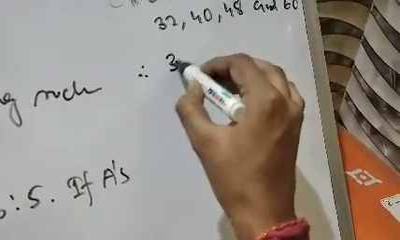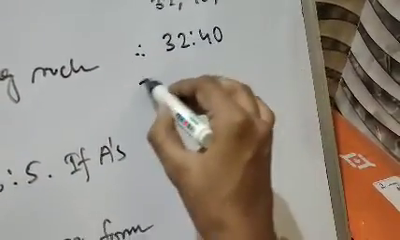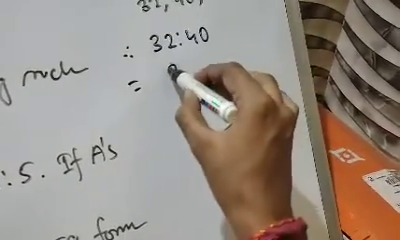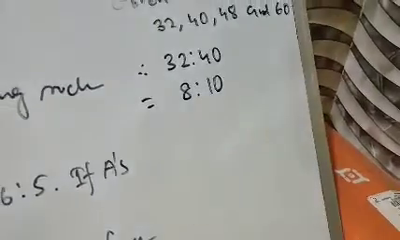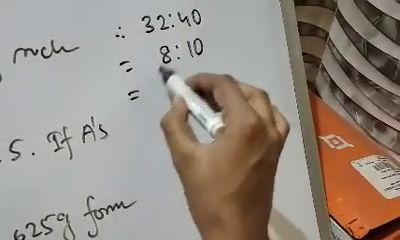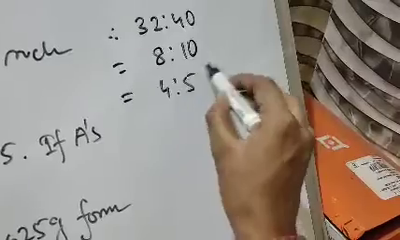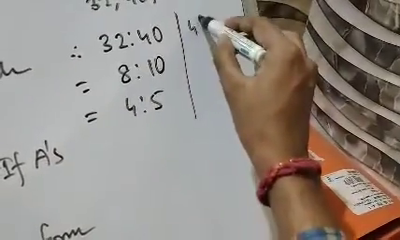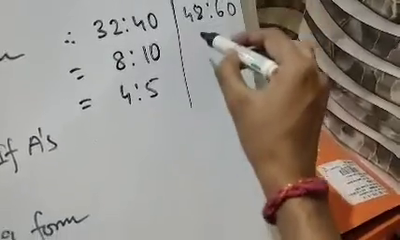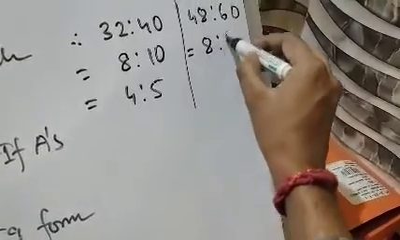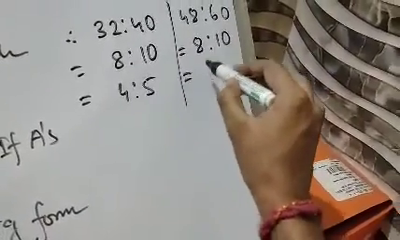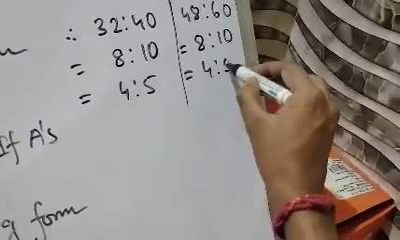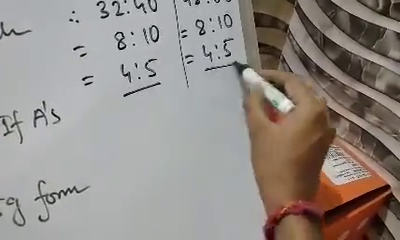Therefore 32 is to 40. This is reduced by 4. 4 8s are 32, 4 10s are 40. Reduce by 2, 2 4s are 8, 2 5s are 10. Then 48 is to 60. Reduce it by 6. 6 8s are 48, 6 10s are 60. Reduce by 2, 2 4s are 8, 2 5s are 10. So it is also 4 is to 5.